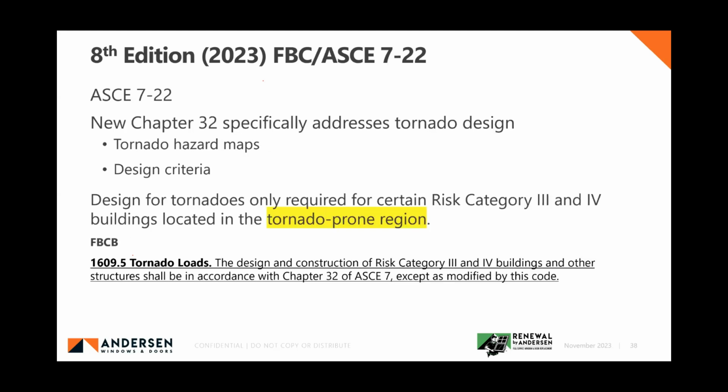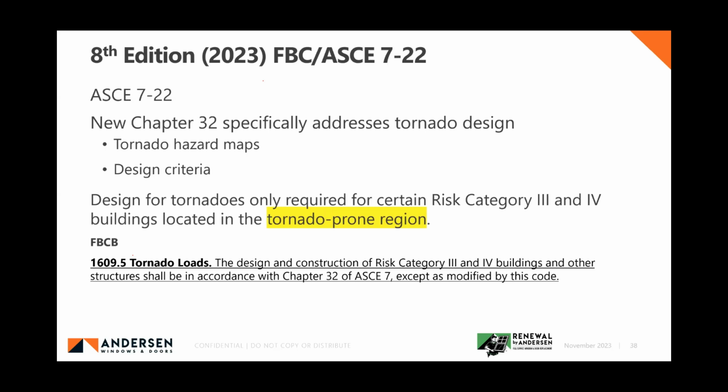So there's a lot of research going on right now surrounding tornadoes and how we design for tornadoes. So we're going to talk about what's in the code, and it's not as bad as what you might think, as you'll see as we go through this example. A couple of key things. It only applies to risk category 3 and risk category 4 buildings.